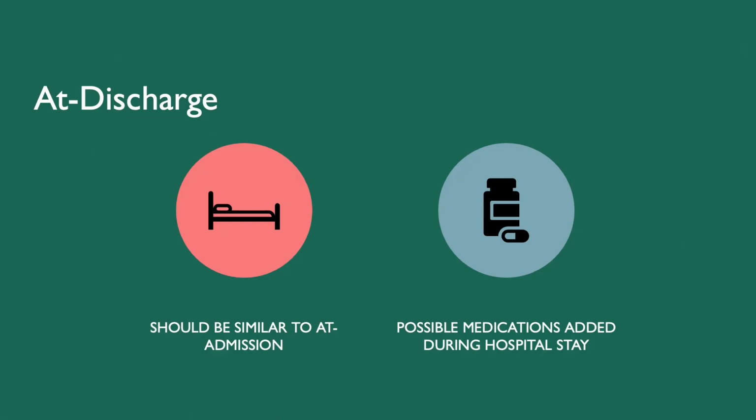The third medication reconciliation should happen at discharge if the patient has not been changed to another unit prior to discharge. These again should be similar to the at-admission medications, although any possible medications added during the hospital stay, noting any new issues, should also be added to this medication reconciliation. That way, if the patient were to be readmitted, we would be aware of what medications they were taking prior to leaving.